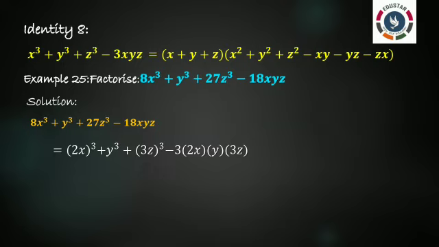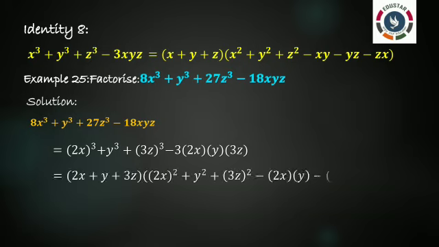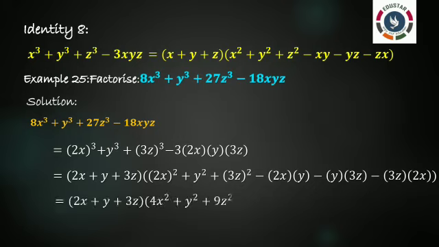On substituting the x, y, z values in the identity, we will get 2x plus y plus 3z into 2x the whole square plus y square plus 3z the whole square minus 2x into y minus y into 3z minus 3z into 2x, which is equal to 2x plus y plus 3z into 4x square plus y square plus 9z square minus 2xy minus 3yz minus 6zx. So we have factorized the given expression.